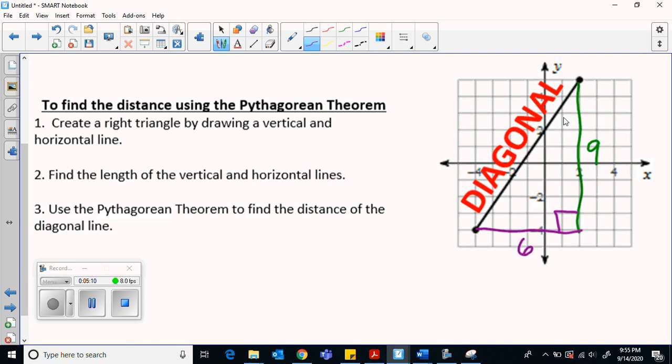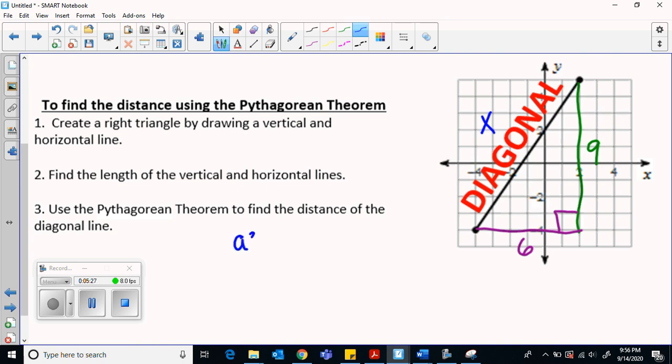Because what we're really trying to find here is the length of this diagonal line, which I'm going to call, I'm going to use a different color, we'll call that X. So now hopefully you can see that there is a right triangle here. And we're going to go ahead and plug that into the Pythagorean theorem.